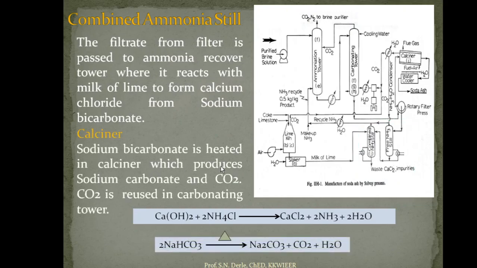Next is the calciner. As we discussed, sodium bicarbonate is separated from this rotary filter, then it is sent to the calciner. Here sodium bicarbonate is heated in the calciner, which produces sodium carbonate and CO2. CO2 is recycled back and sent to the carbonating tower. The sodium carbonate produced in the calciner is then fed to this water cooler to cool, and we get soda ash, or sodium carbonate, as the final product.